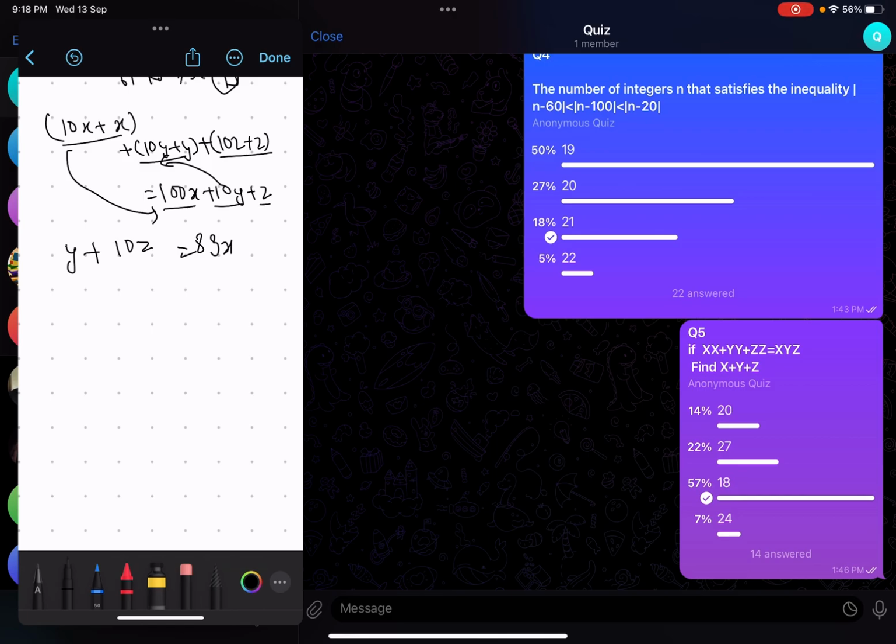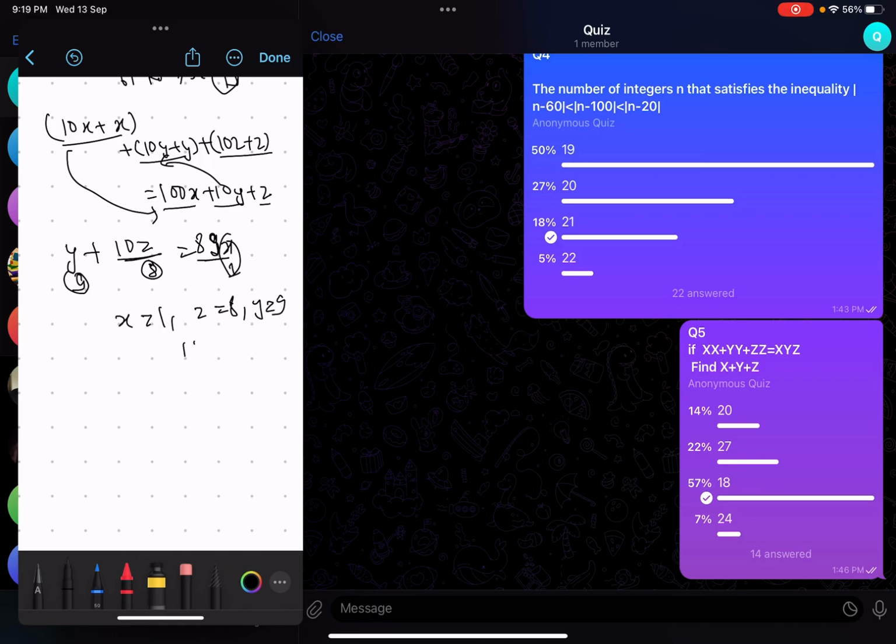Now from here it is simple, since x, y, z are single digits, so there will be simple hit and trial work. 89 it is. Here we can see a 10, so if you write this as 8, this will be 80 and this will be 9. And this will be 1. X cannot exceed 1, that's quite obvious, because these are all single digits. It won't be possible if we take 2. So x is 1, z is 8 and y is 9.